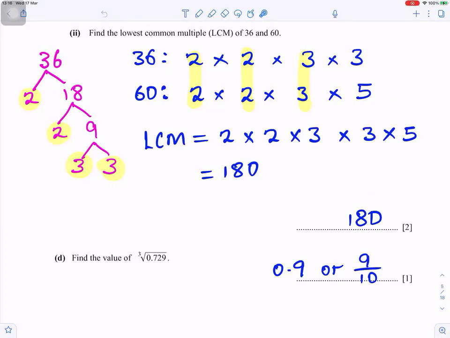And find the value of the cube root of 0.729. You put that in your calculator, you'll get 0.9. Oh, it's 9 over 10.